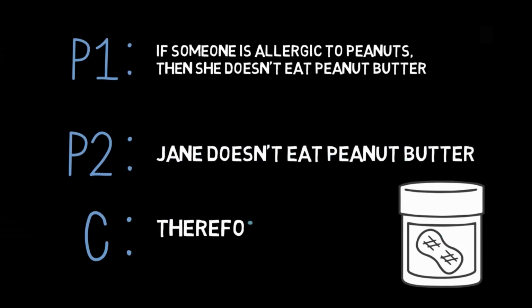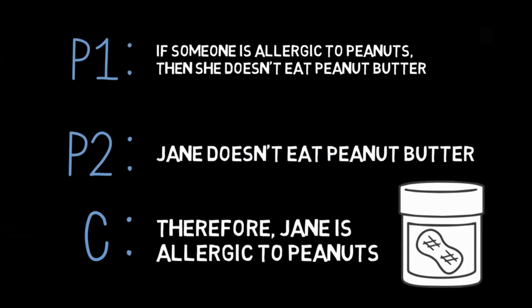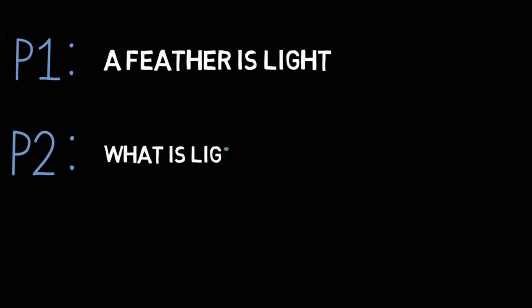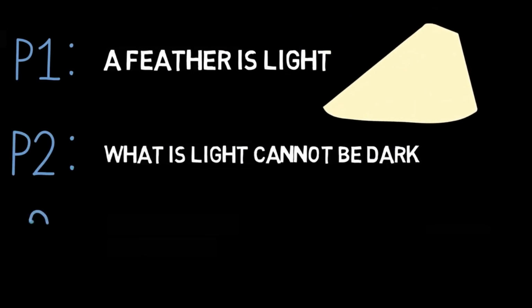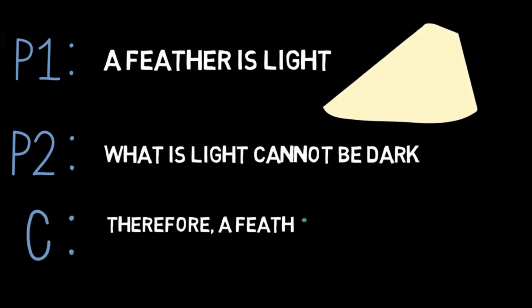Conclusion. Therefore, Jane is allergic to peanuts. Consider this other argument. Premise 1. A feather is light. Premise 2. What's light cannot be dark. Conclusion. Therefore, a feather cannot be dark.